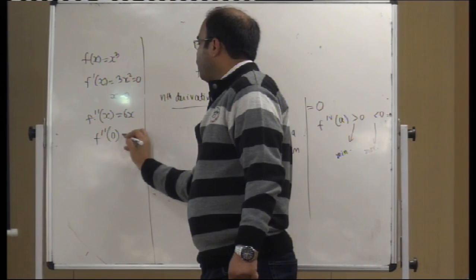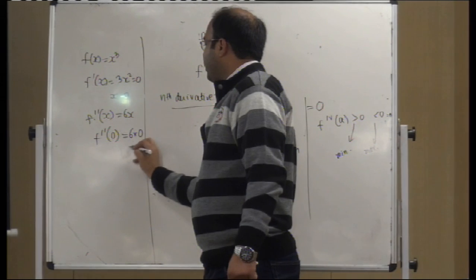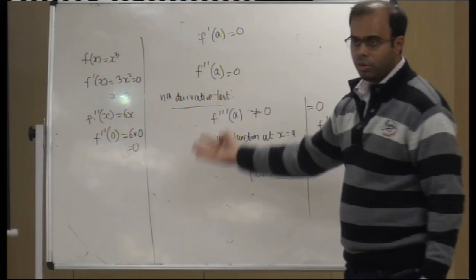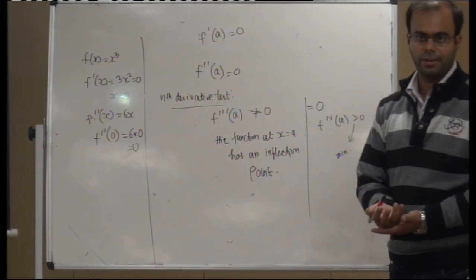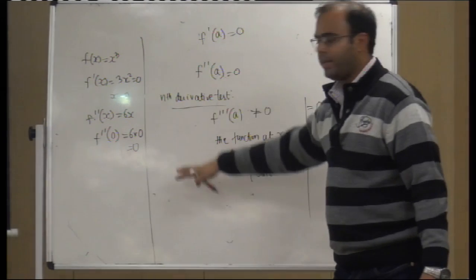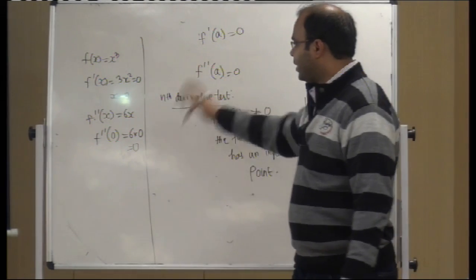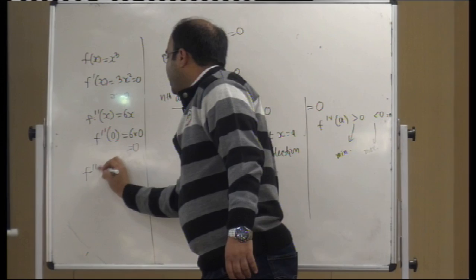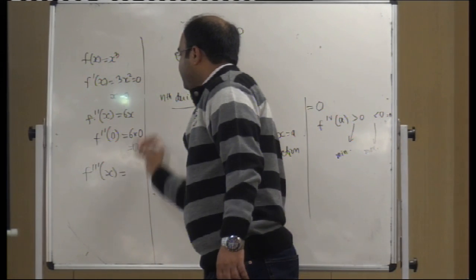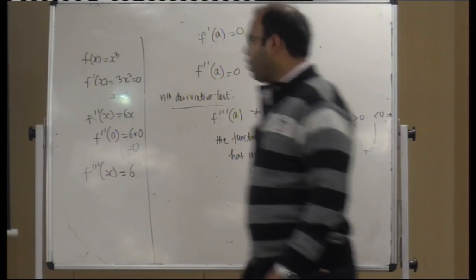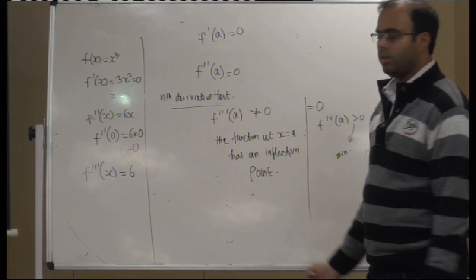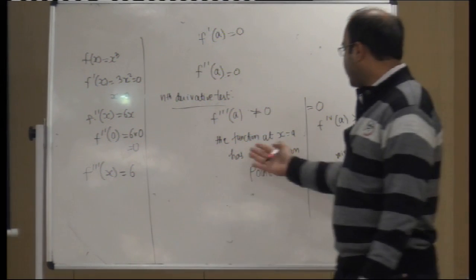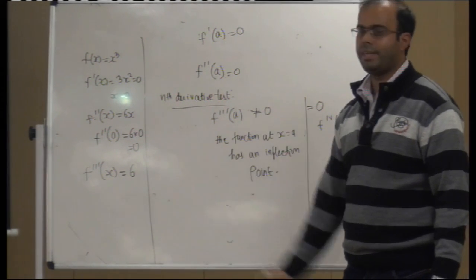Now when you put 0 here, this will become 6 into 0, that will be 0. Now double derivative is 0, that means double derivative test fails here. Now when we talk about any derivative test, you differentiate it again, this function f triple dash x. What will happen? 6. Now which situation? It is not 0 or 0? It is not 0. That means this function has an inflection point at x equal to 0.